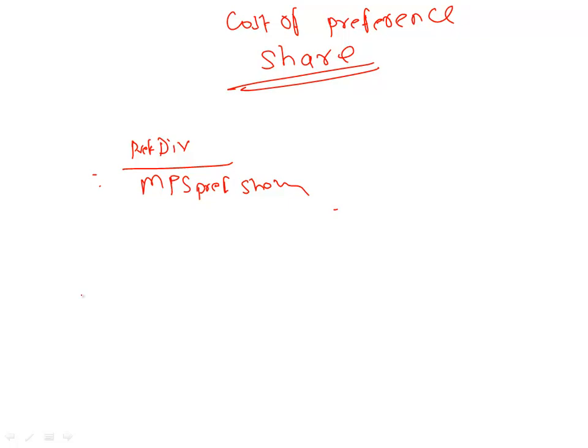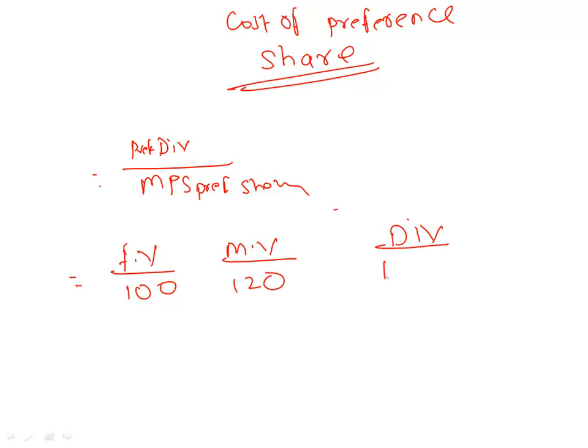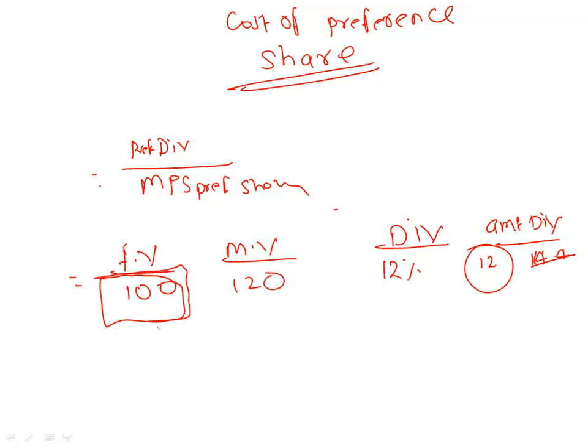So what does it mean? There is a preference share which has got face value of 100 rupees. It has got market value of 120. It has given a preference dividend of 12% this year. Can you tell me the amount of preference dividend? Will it be 12 or will it be 14.4? It will be 12. Preference dividend is always calculated as a ratio to face value.